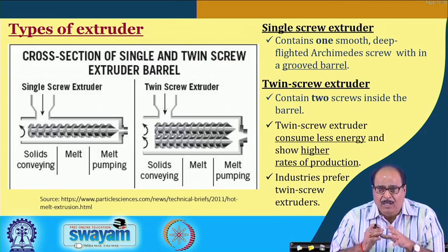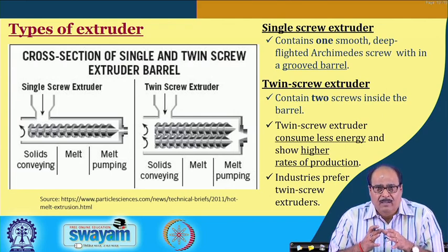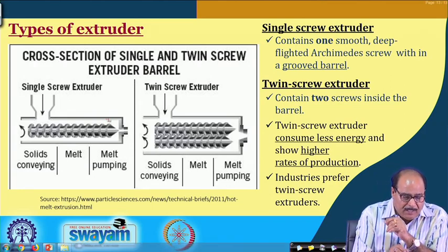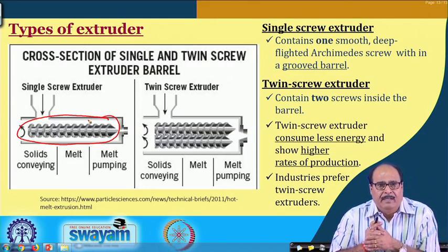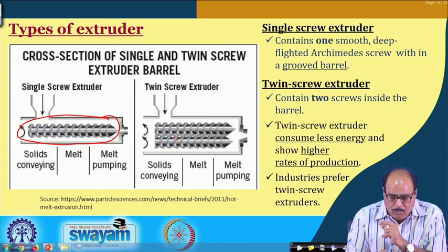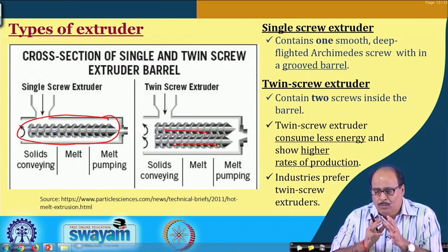There are different types of extruder, like single screw extruder and twin screw extruder. Single screw extruders contain one smooth deep flighted Archimedes screw within a grooved barrel, which you can see here in this figure. That is, only one screw is there and it is contained in a grooved barrel. Whereas, in the twin screw extruders, there are two screws provided inside a barrel.